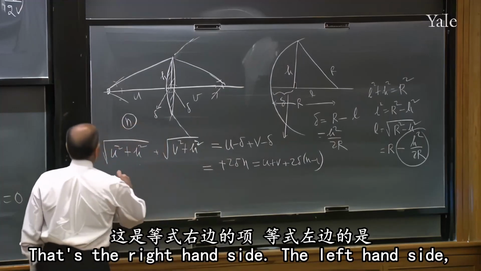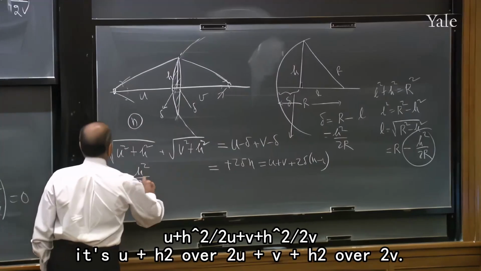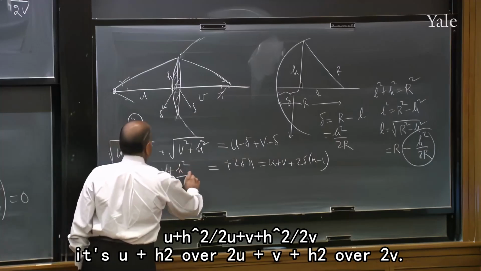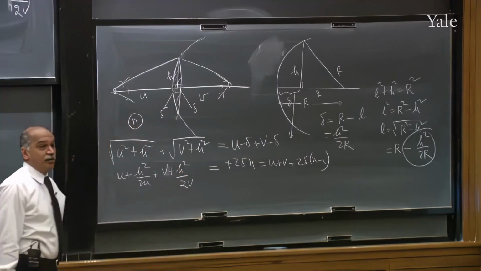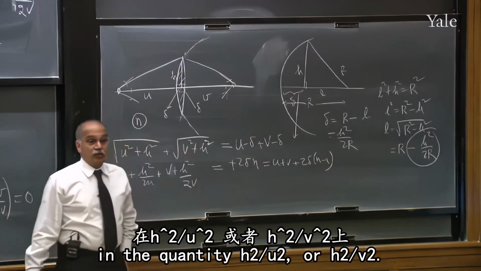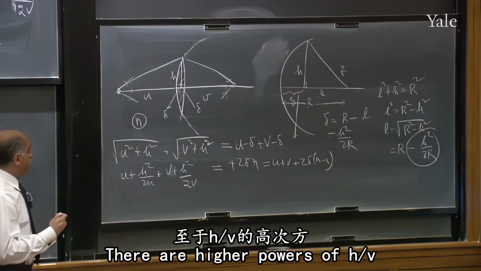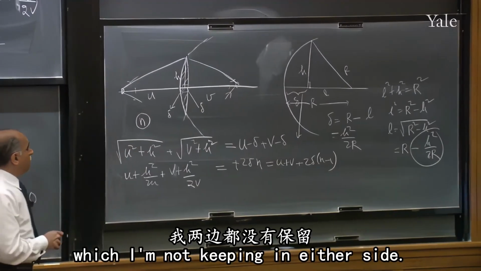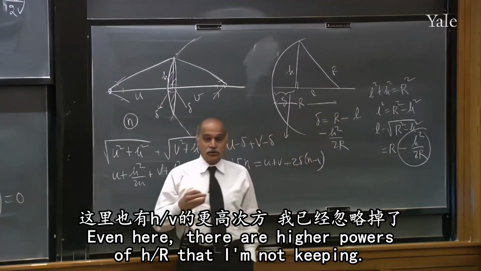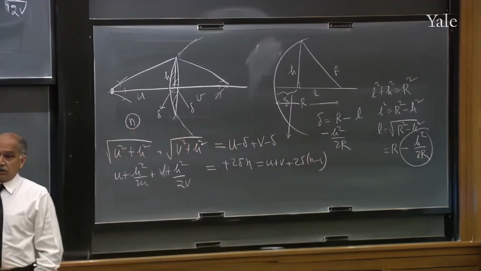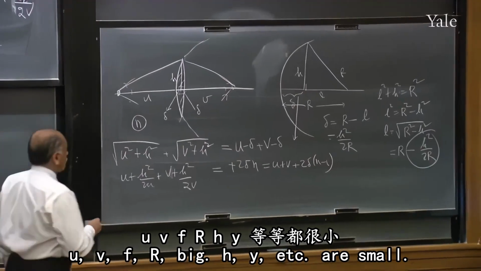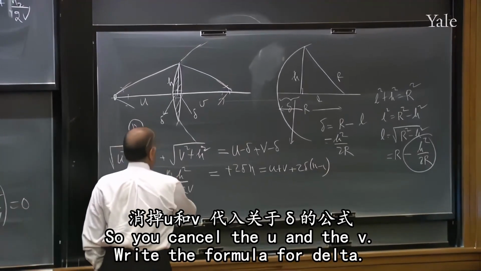That's the right-hand side. On the left-hand side, it's u plus h squared over 2u plus v plus h squared over 2v. Again, in the same approximation, in the quantity h squared over u or h squared over v, there are higher powers of h over v, which I'm not keeping on either side. And even here, there are higher powers of h over r that I'm not keeping. So get used to the notion: u, v, f are big, h, y, etc. are small. So you cancel the u and the v.